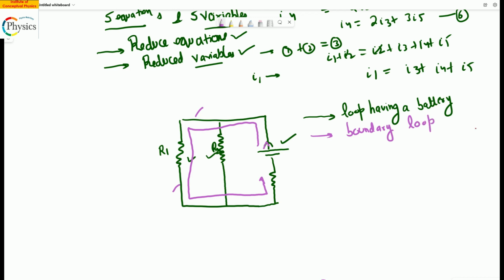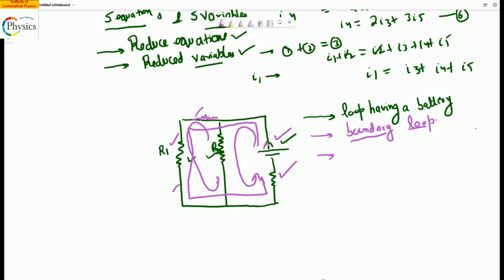What do I mean by elements? So this got included, this got included, this also got included. Maybe there was another resistance here, even that would have got included. So having a boundary loop makes sense. Then, you can have another loop, which is your left loop. And this is your right loop, right? So have the concepts built in your mind. Left loop, right loop, a boundary loop.